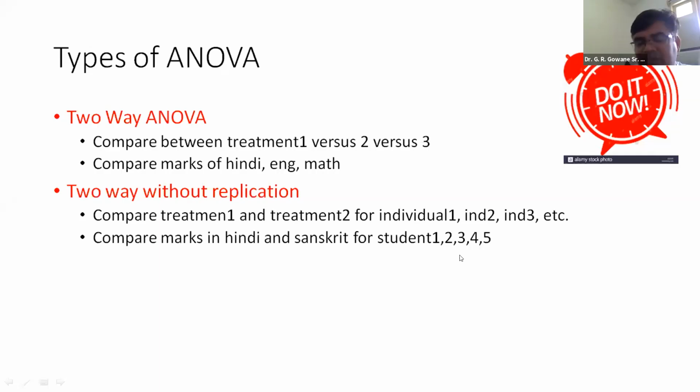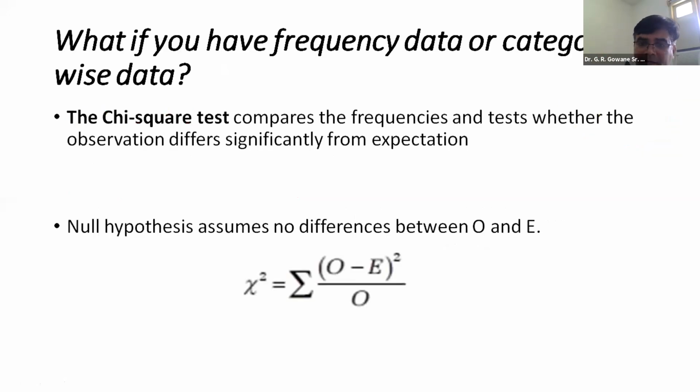So accordingly, we can see this for any kind of data. Whatever data you have, you can just look at the data, understand what kind of design it requires, and go for the ANOVA. Sometimes what happens, you have frequency data or categorical data. Now, if you have categorical data or frequency data, you cannot go for ANOVA. So in such circumstances, you can go for the chi-square test, or you can go for logistic regression, which is an extension of the chi-square test, like ANOVA.